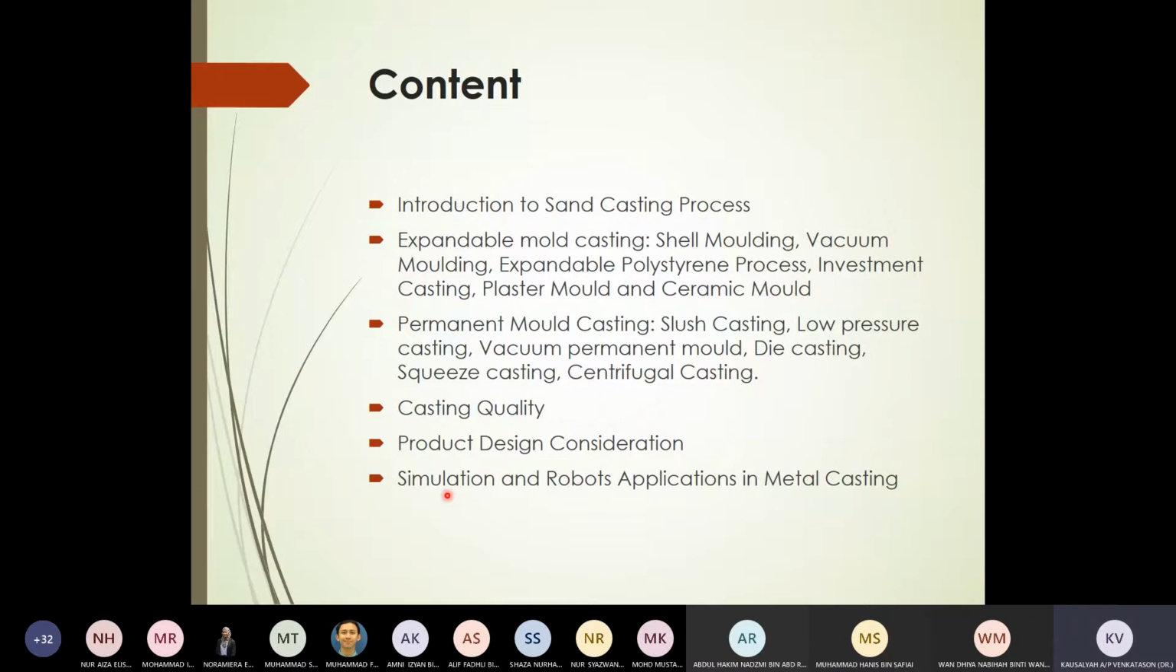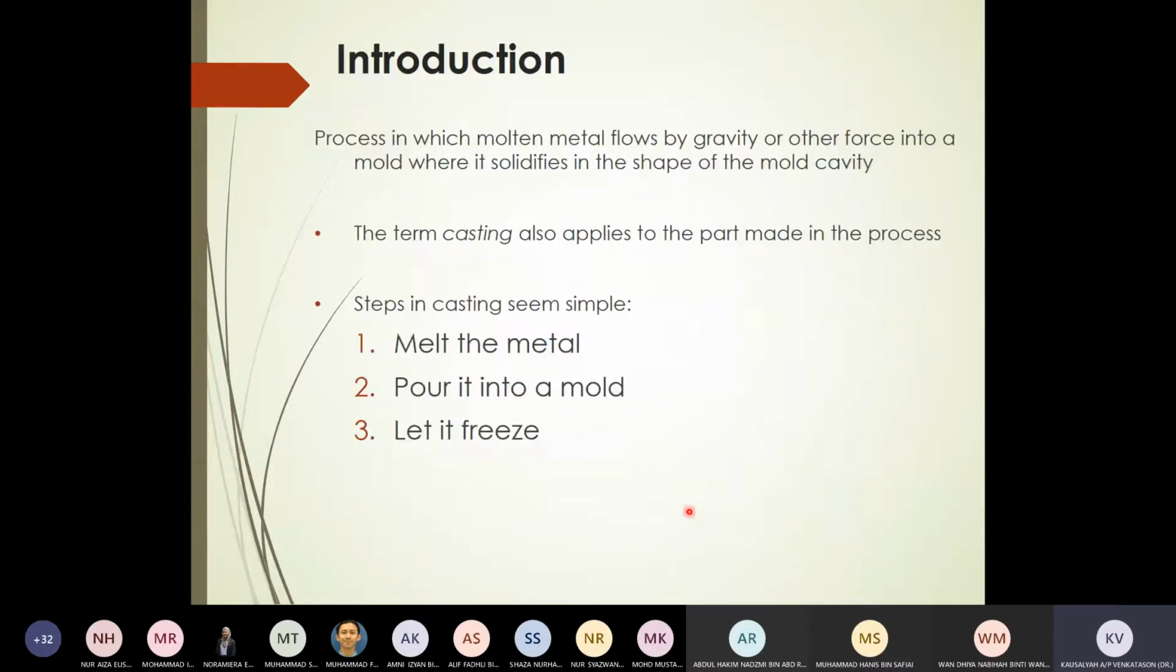So as I said, this is a manufacturing process. And now, like what we discussed in chapter 1, we are looking at computer-aided manufacturing. So there are CAM softwares to simulate the casting process itself, and we'll look at robot application in metal casting.